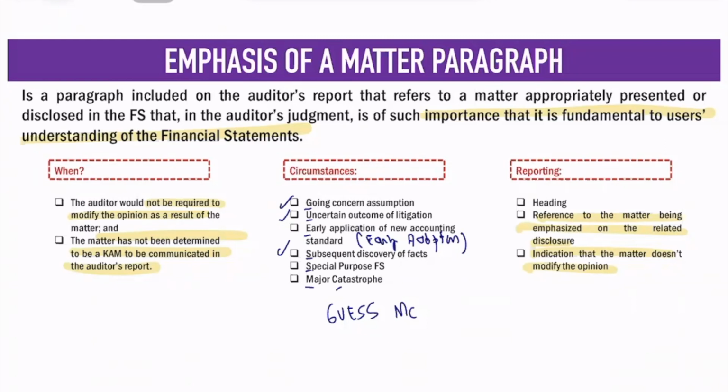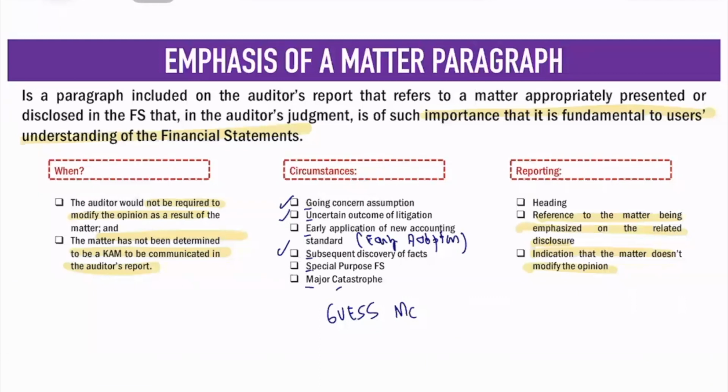So again, key audit matter, listed entities. Next, if ever you determine based on the circumstances that it is really a key audit matter, or the law requires to communicate that key audit matter. How about in emphasis of a matter, GUESS MC: going concern, uncertainty of litigation, early application of standards, subsequent discovery of facts, special purpose financial statements, and major catastrophe.